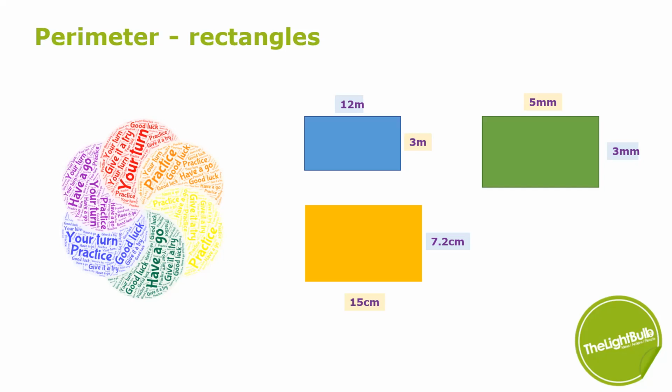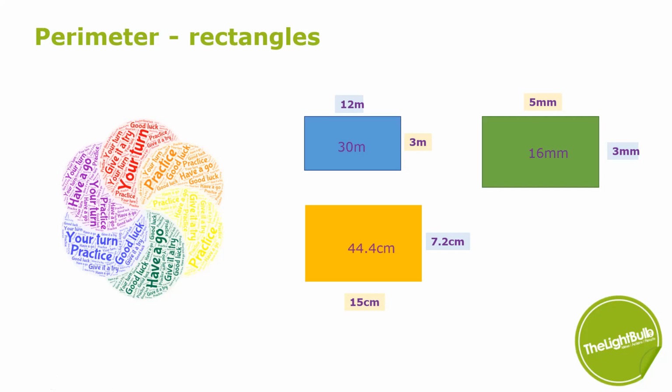Okay, and hopefully you've paused long enough to be able to work out what the perimeter of each of these rectangles are. If you have, hopefully you'll see that the blue rectangle is 12 plus 3 plus 12 plus 3, which gives us 30 meters. The green rectangle was in millimeters. That's 5 plus 3 plus 5 plus 3, so that's 16. And the orange one down at the bottom, 15 plus 7.2 plus 15 plus 7.2 gives 44.4 centimeters.